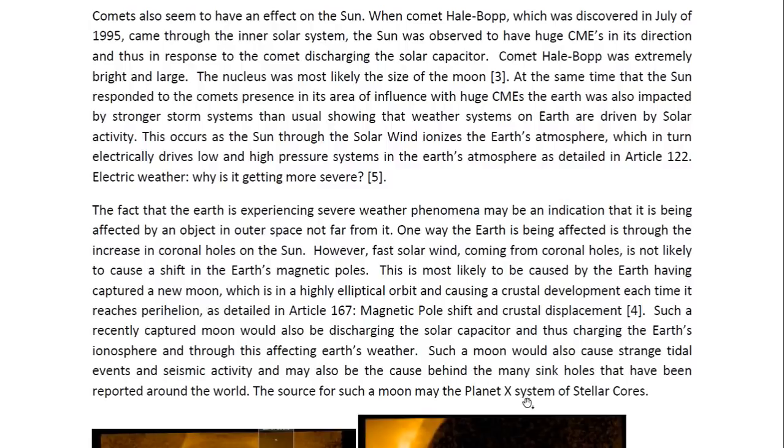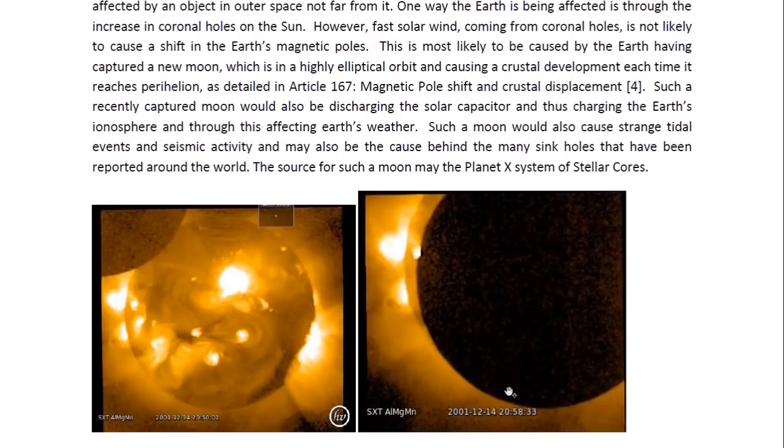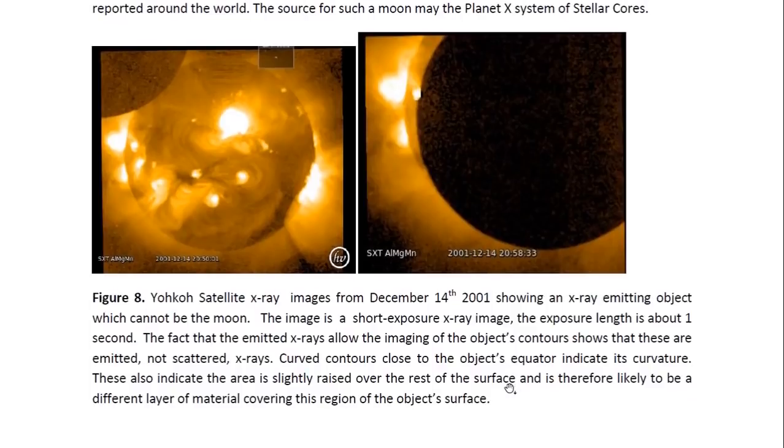The source for such a moon, the most likely source is, of course, the Planet X system or stellar cores. And we see this is evidence of these objects. And these images are from the Yohkoh satellite, Japanese satellite, and these are from December 14, 2001, which shows that these objects have been here for a long time. I have determined they may possibly have started coming in about 160 years ago. This particular system, I believe that these objects have come in before that.